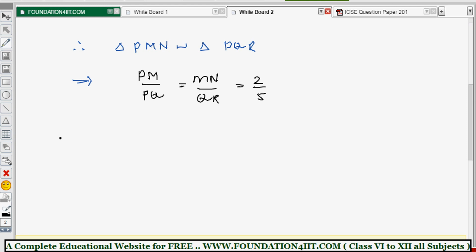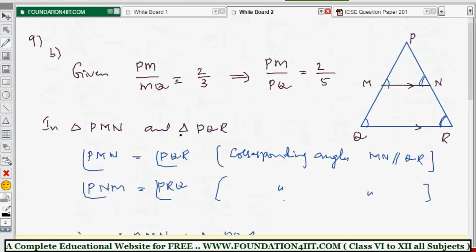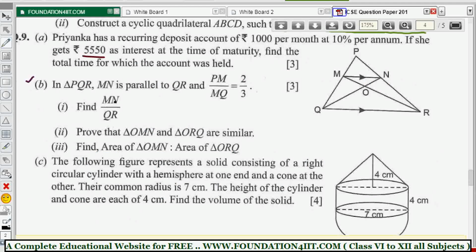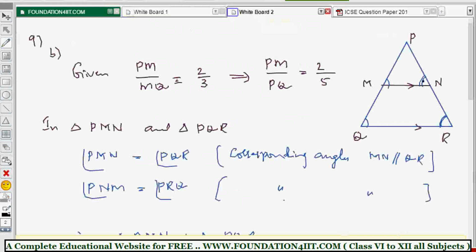And when you come to the second, triangle OMN. Just join these lines, and we need to prove the ratio. We got MN by QR as 2 by 5. Now prove that OMN and ORQ are similar. So OMN is a triangle similar to ORQ, the total triangle. So let me show that.